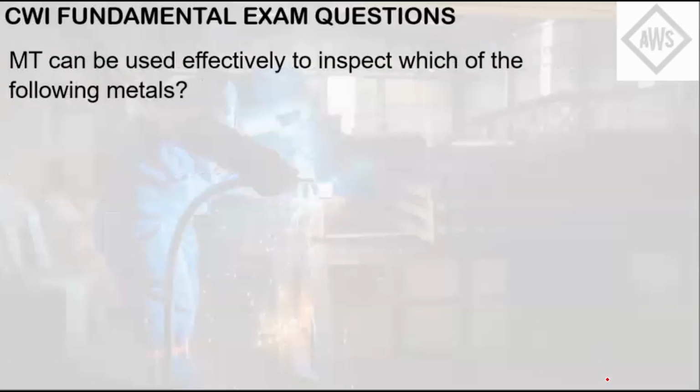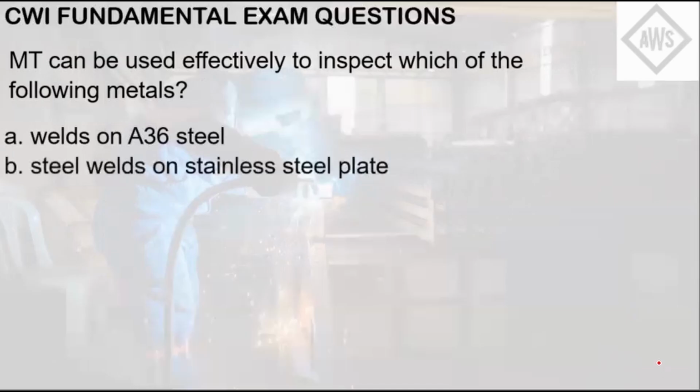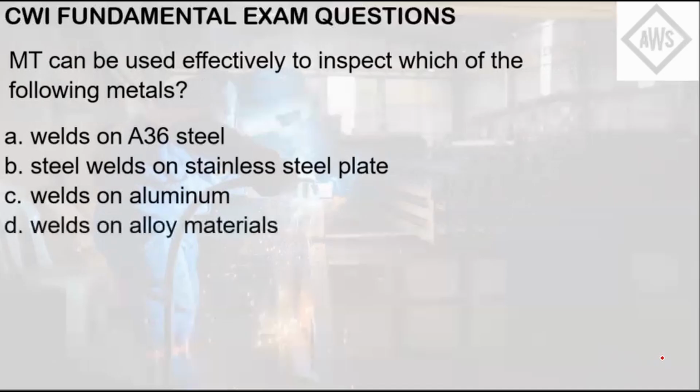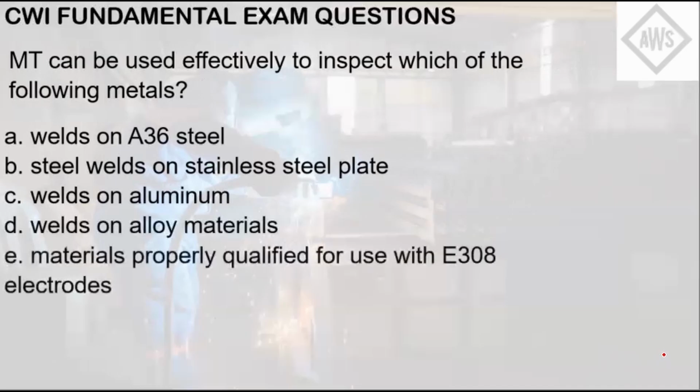MT, or magnetic particle testing, can be used effectively to inspect which of the following metals? Letter A, welds on A36 steel. B, welds on stainless steel plate. C, welds on aluminum. D, welds on alloy materials. Letter E, materials properly qualified for use with E308 electrodes.